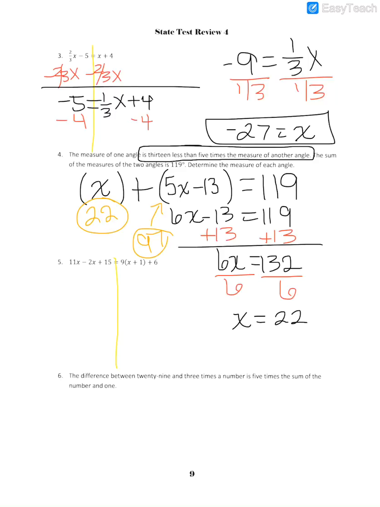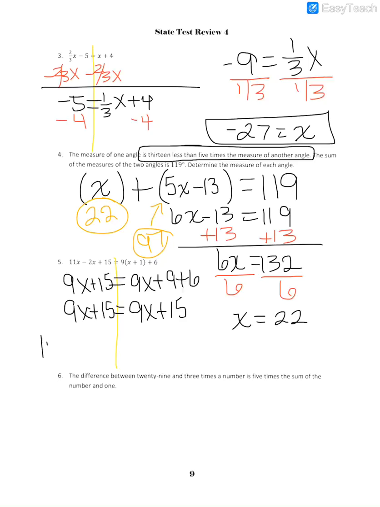All right, number 5. We're going to combine like terms on the left, 9x plus 15, distribute the 9 on the right. So I get 9x plus 15, combine the like terms on the right, I get 9x plus 15. Since they're exactly the same, this is going to be infinitely many solutions.